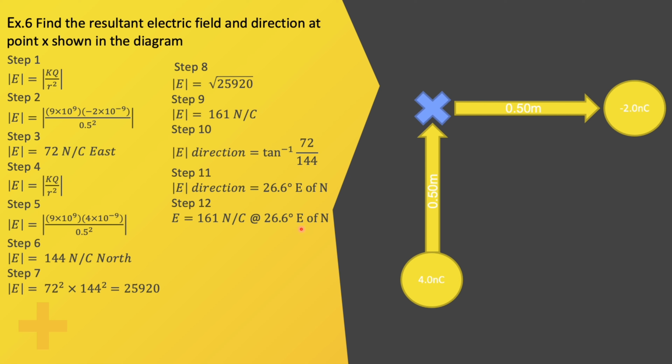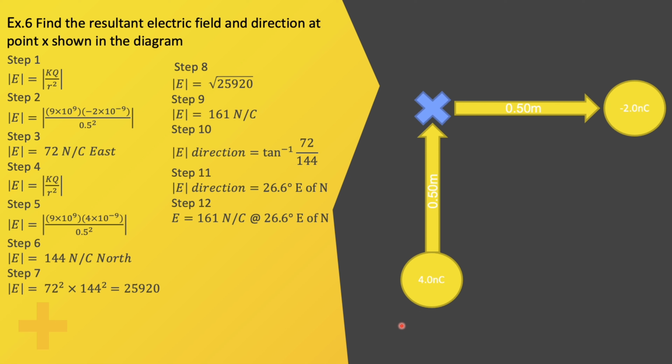So now we are going to start calculating the magnitude, starting with the negative 2 nanocoulomb charge. And we are going to use the formula E equals kq over r squared. And we do 9 times 10 to the 9 times negative 2 times 10 to the negative 9 over 0.5 squared. This will give us an electric field of 72 newtons over coulombs east. In step 4, we are now going to calculate the electric field created by the 4 nanocoulomb charge.